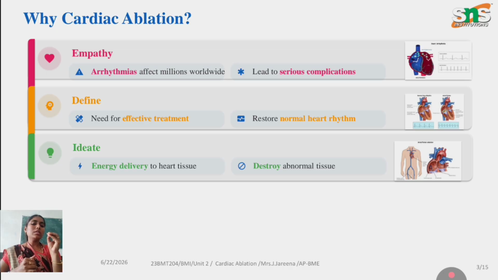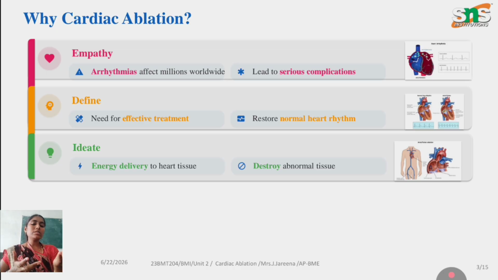These arrhythmias are affecting millions of people these days, and if we do not give immediate attention to them, ultimately they will end up with serious complications. That is the reason there is a great demand to devise some technique or method to target the heart tissue which is producing arrhythmias, and to treat it in such a way as to restore the normal rhythm.